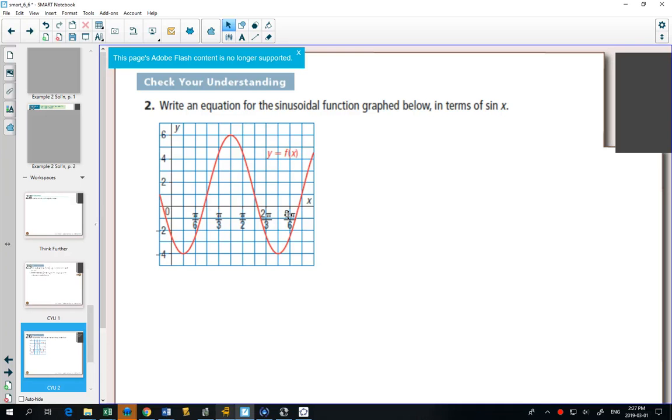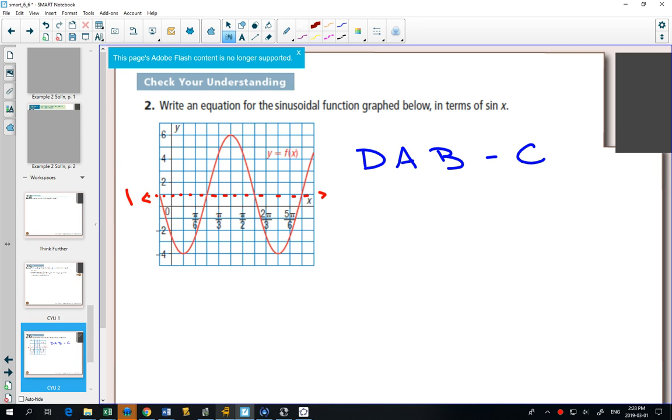In example 1, we had the equation and we had to produce the graph. In example 2, we have the graph and we have to create the equation. And so if we think about our technique DAB-C, if you were graphing, the very first thing you would have graphed was the center line. Now that the graph is there, can you see that the center line is at y equals 1?